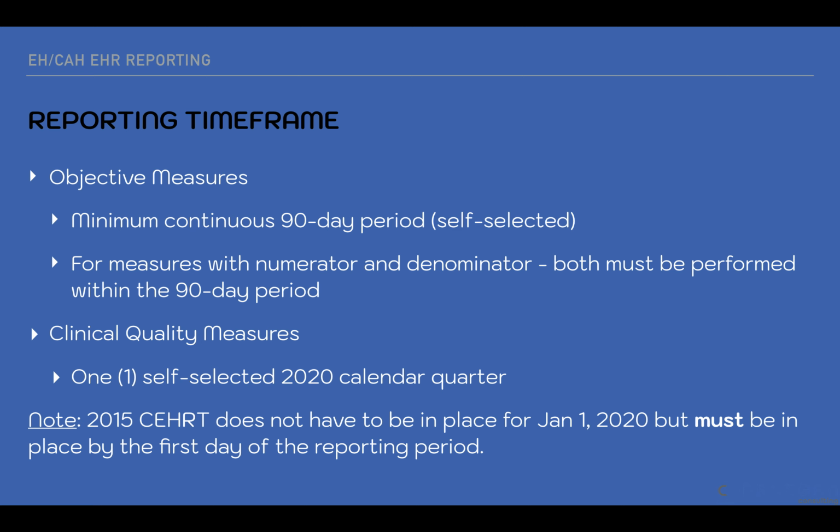For clinical quality measures, the period is self-selected as well. However, this one is 1 calendar quarter selection. So it must start on January 1 if you've already started, April 1, July 1, or October 1, and complete within the calendar year.